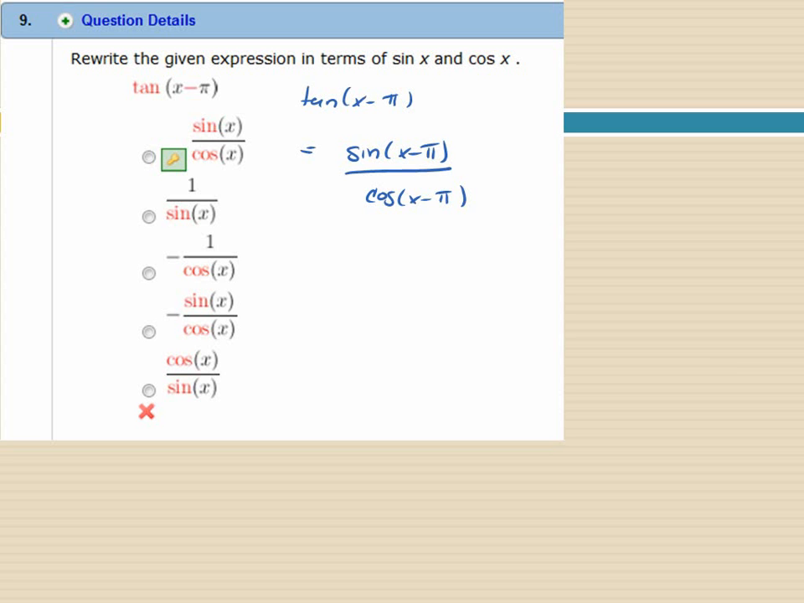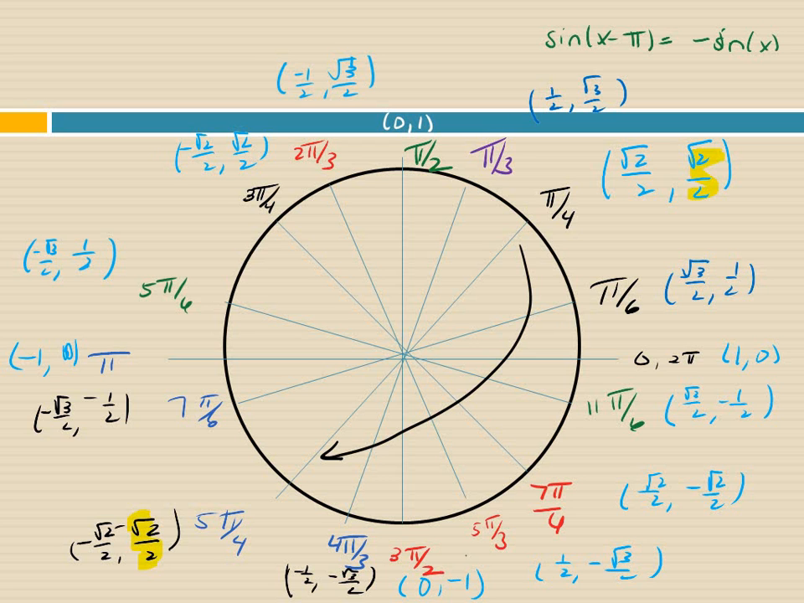Tangent of x minus pi. Well, let's transform it to sine and cosine. That's sine of x minus pi over cosine of x minus pi. Well, I'm just going to check this. What does that equal? Just like with the pi over 2 thing, I just went back and checked. Subtracting pi, what does that do? Sines are the y values. I just took a random y value, and I shifted over by negative pi. Negative pi goes clockwise. What happened to that y value? It's negative. So it looks like when I shift by pi, I get a negative value.